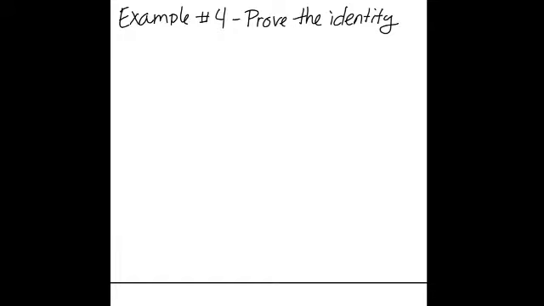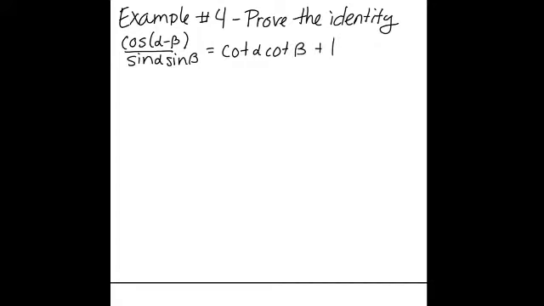I know you guys love proving. This is the last example. So you just need to prove the identity that cosine of alpha minus beta over sine alpha sine beta is equal to the cotangent of alpha times the cotangent of beta plus 1.